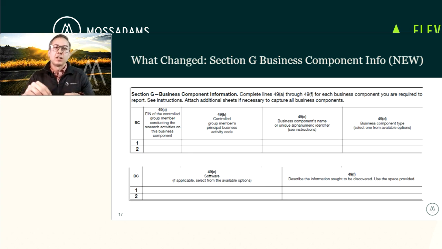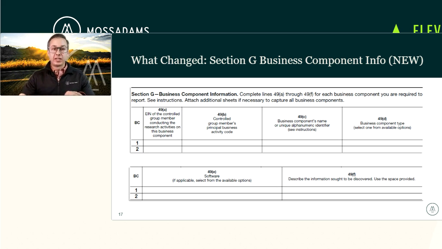What's in these columns? Column 49C requires a specific name or number for each business component. So, a pitfall here: generic terms like process improvements or preclinical research, that doesn't work. 49D asks for the business component type. You have to be specific. Is it a product, process, software, formula, technique, or invention? If it's software, column 49E wants the software type. And this is key for internal use software projects, which have stricter rules that you have to meet to qualify.